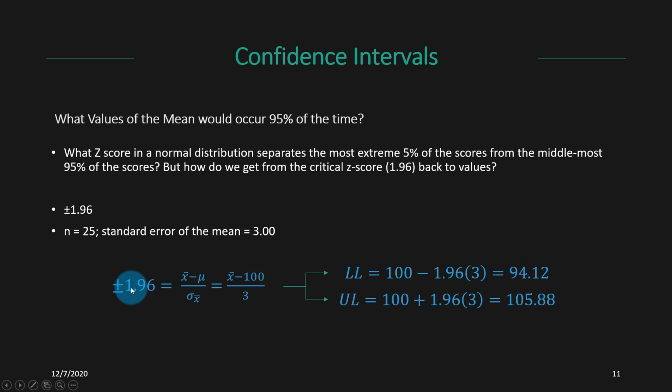Working with negative 1.96 first, we can calculate the lower limit by taking the mean and, through algebraic rearrangement of our z-score function, doing minus 1.96 times 3, and that works out to be 94.12. For the upper limit, we do the same thing. We rearrange that fraction in order to solve for x bar, and that tells us the upper limit in terms of means is 100 plus 1.96 times 3, which works out to be 105.88.